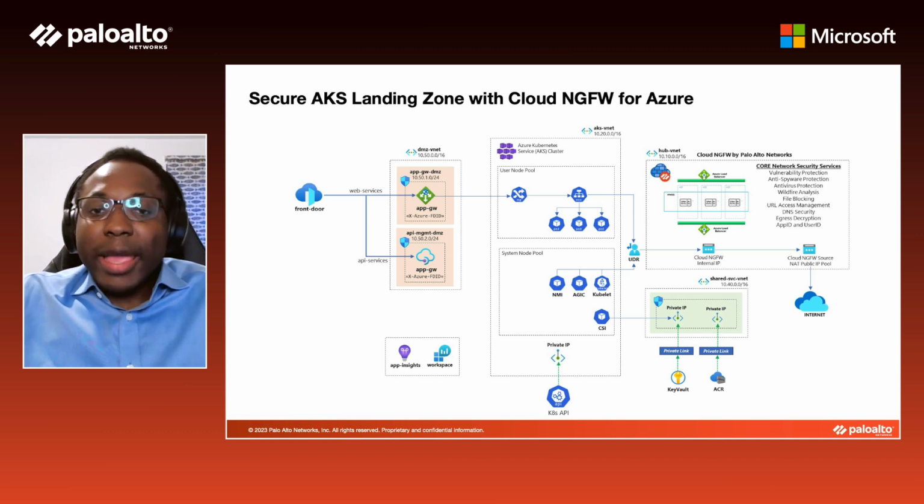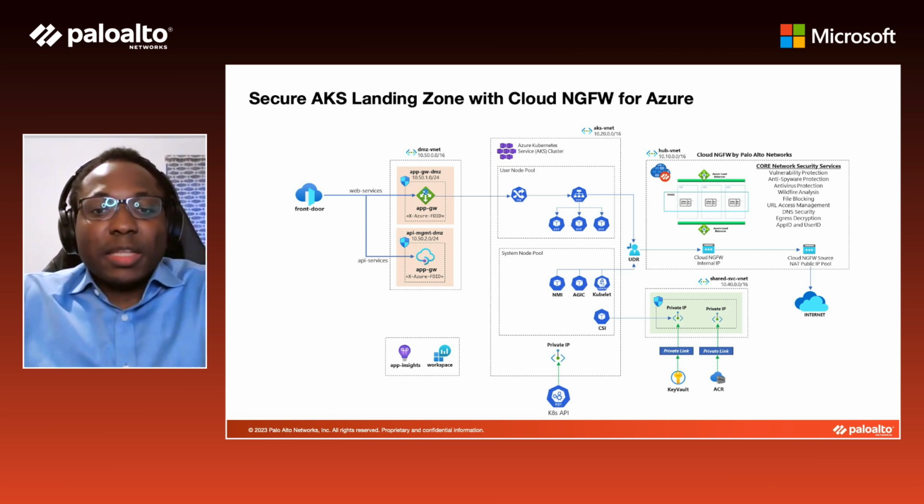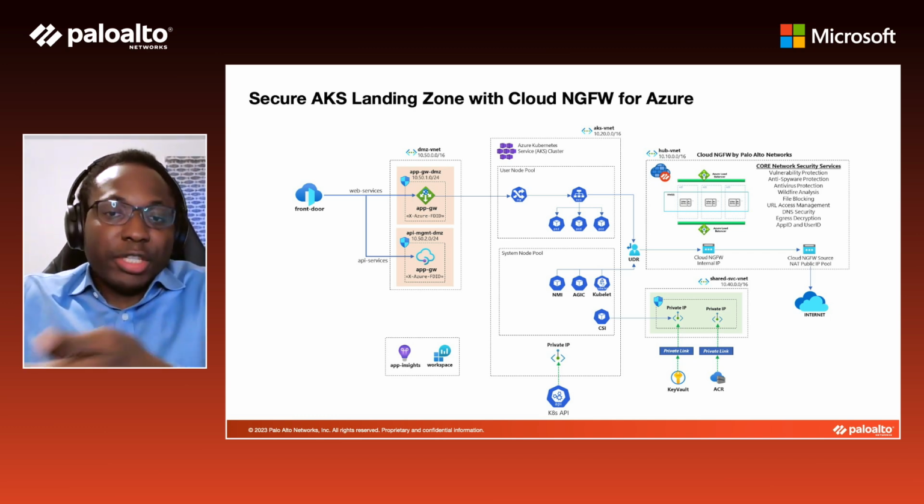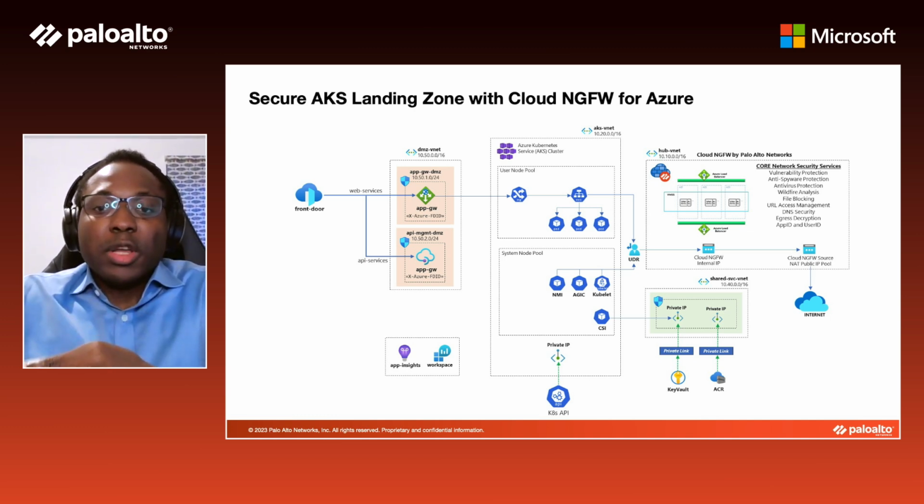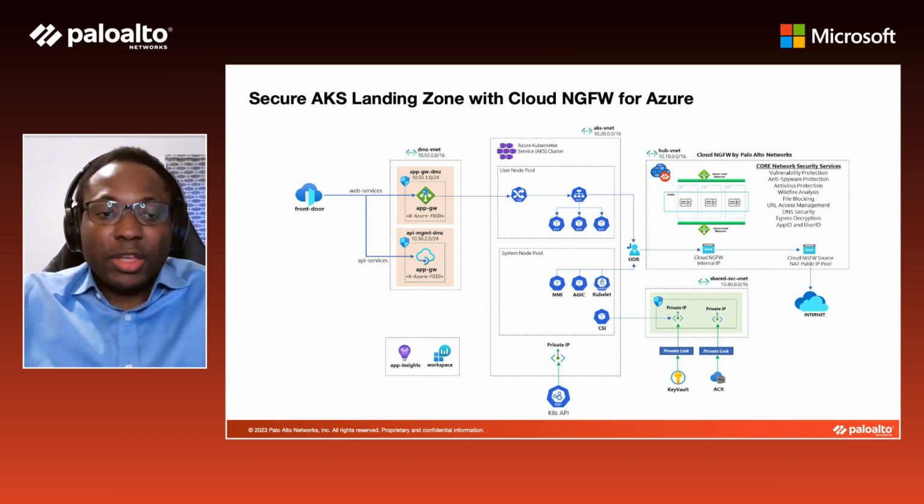So this is a secure AKS landing zone with Cloud Next Generation Firewall for Azure. In this scenario that you have on the screen, you have an AKS deployment that's leveraging the Cloud Next Generation Firewall resource that's deployed in a hub network to secure outbound traffic for your entire AKS workloads. So this is essentially a secure application modernization deployment.